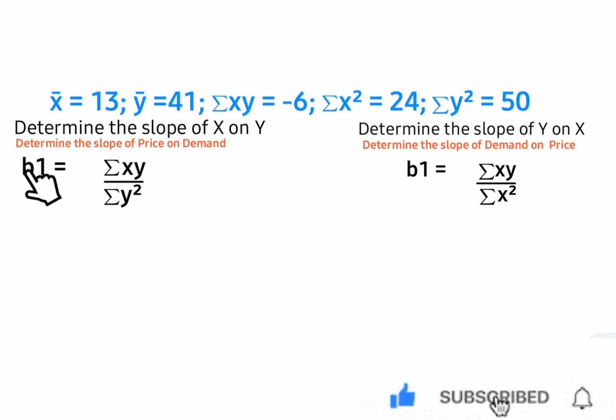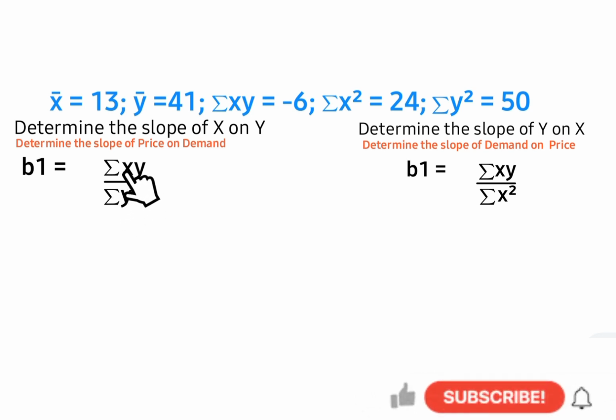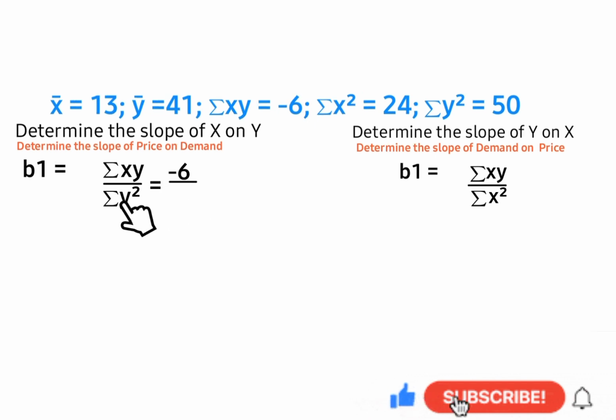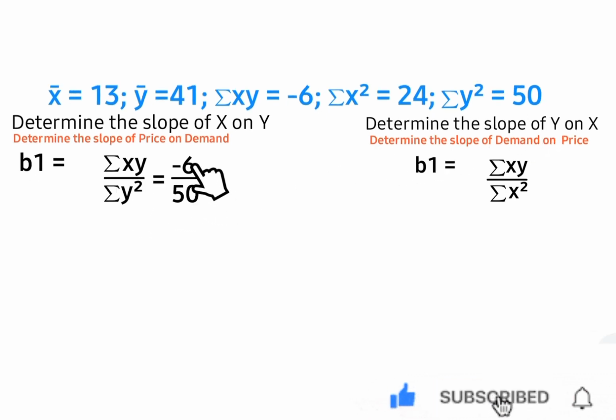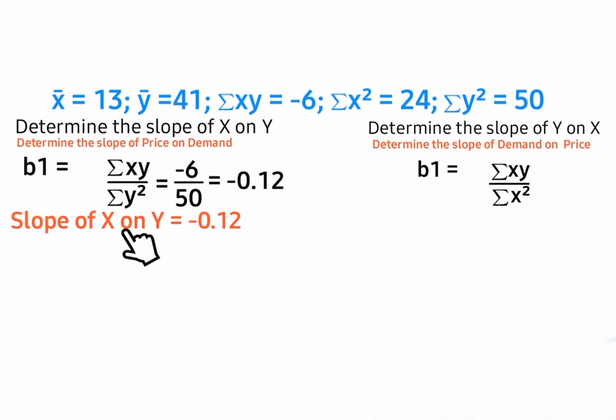To calculate the slope of x on y, we use this formula, summation xy over summation y squared. And of course, summation xy we get minus 6 over summation y squared we have 50. Minus 6 divided by 50 gives minus 0.12. Therefore, slope of x on y equal minus 0.12.